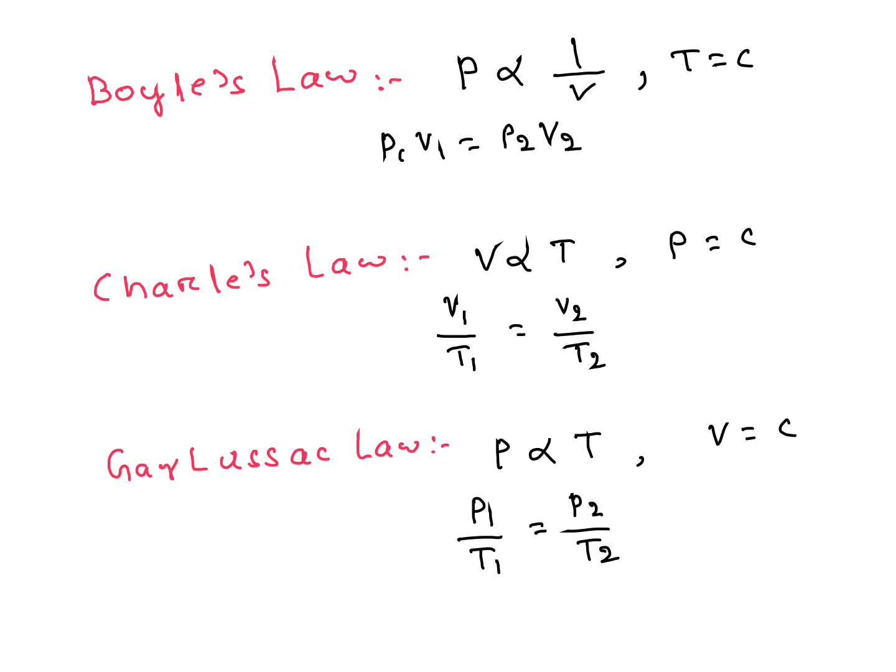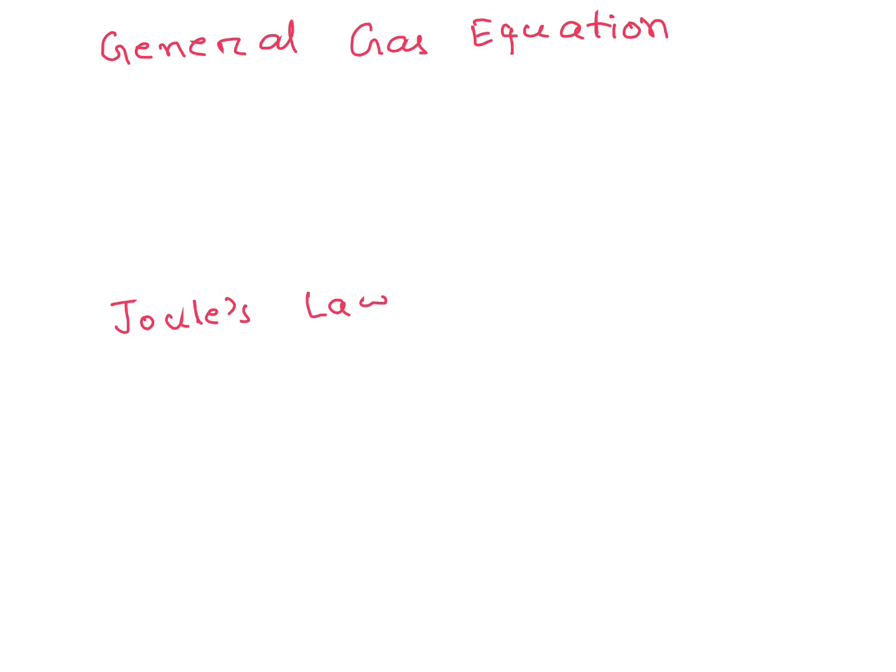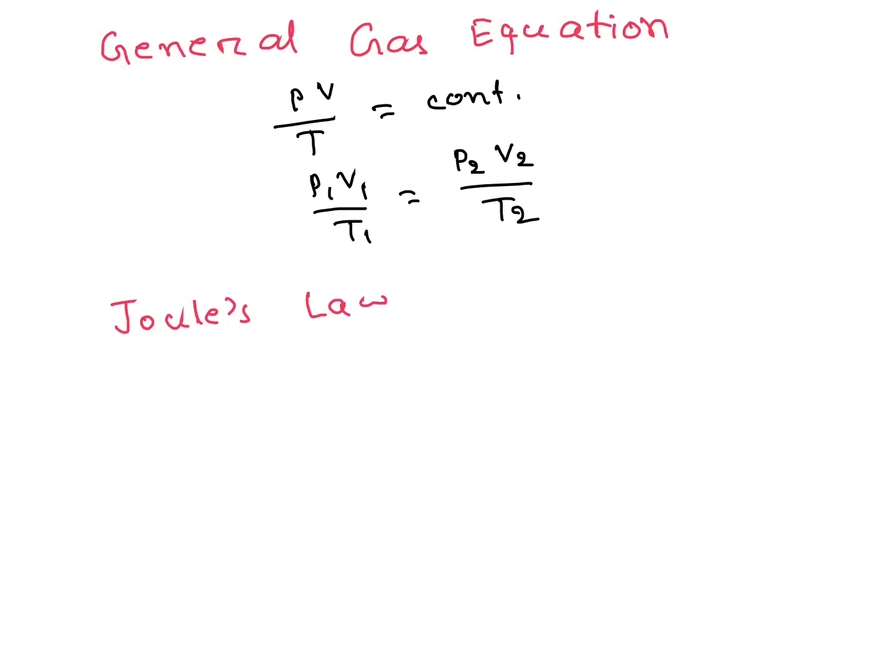Then our general gas equation. In the general gas equation, PV by T is constant. P1 V1 by T1 equal to P2 V2 by T2. This is very useful in solving problems. So many times they asked problems based on this equation.